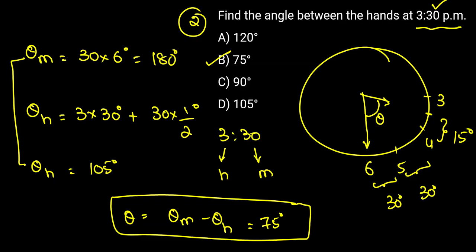Any doubts in this question, please? This question is straightforward, timing is given. In the next question, maybe they'll say something like 10 minutes past 5 o'clock, or 10 minutes to 5 o'clock, where timing will be given indirectly. Then we have to calculate. Hands means what is to be considered here? Minute hand and hour hand.